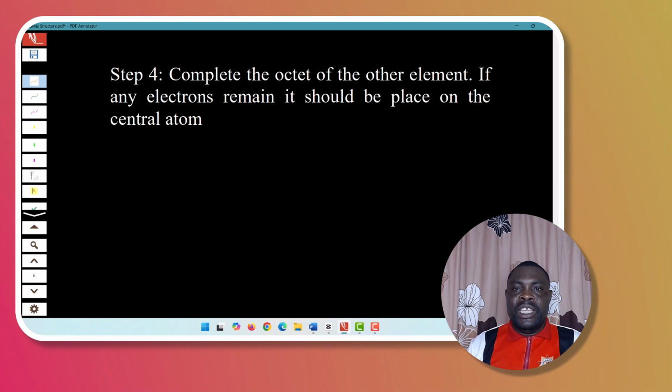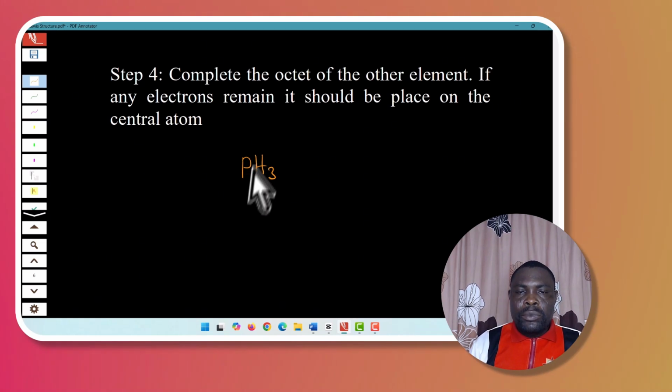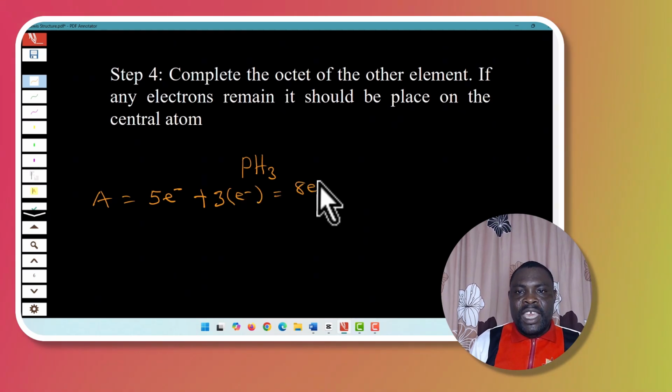If any electrons remain, they should be placed on the central element. Now, let's take, for example, phosphine again, PH3. Let's calculate the available electrons here, as we did in step 1. Phosphorus is in group 5, that will give me 5 electrons. Plus hydrogen is in group 1, that is 1 electron, and we have 3 hydrogen, that is 3 times 1 electron, giving me 8 electrons.